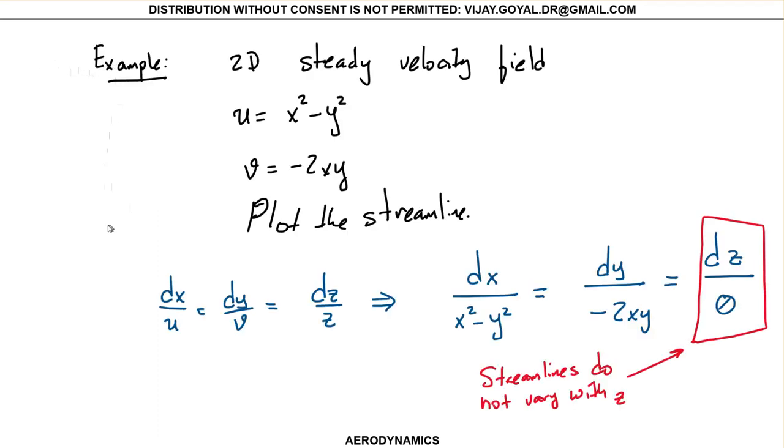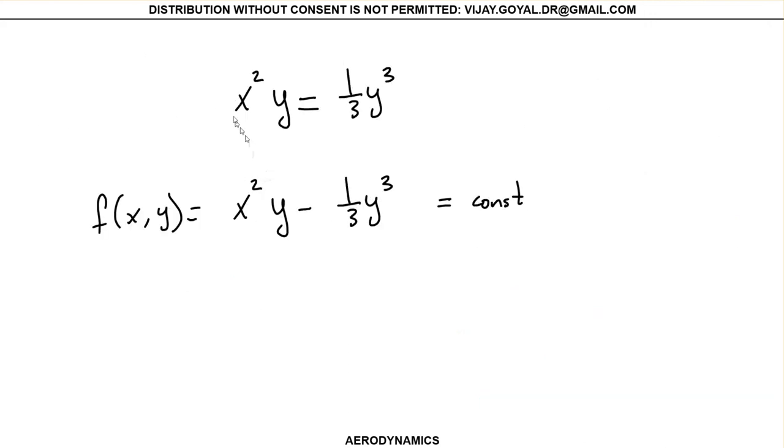We did this example in class, where we had the velocity vector, given by x squared minus y squared i minus 2xy j. Okay, this is the velocity vector. And we showed in class, this is the equation that we got.